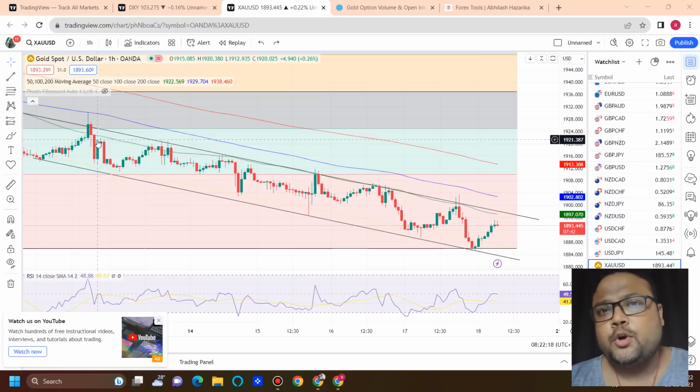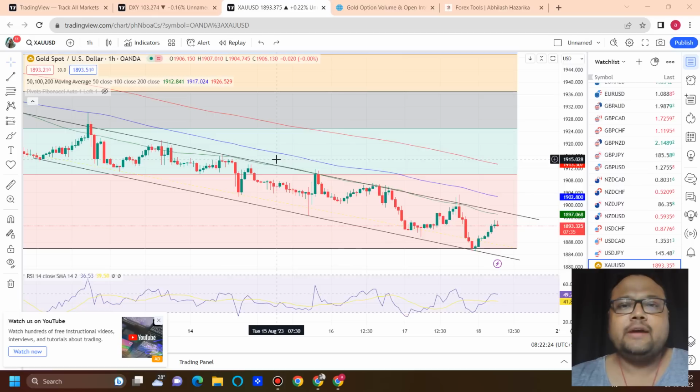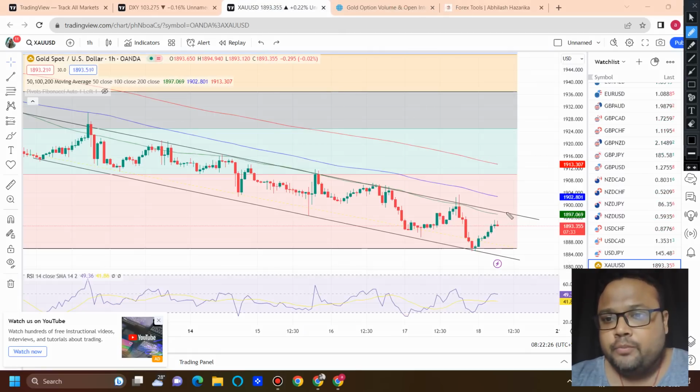But the only problem here is that the market has already tested the level or the moving average too many times. As we all know very well, the market doesn't like common things. So in that case, you may see a little bit of upside also.